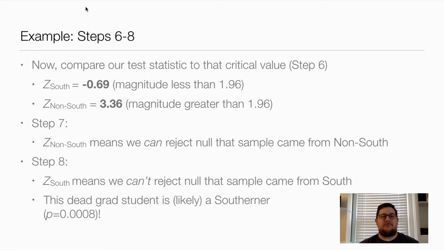Because P is 0.0008, meaning there is a less than 0.08% chance that we would observe this observation, this sample, from the non-South. It's highly unlikely to observe a sample of 842 from 5 states in the non-South. But it's relatively likely in the South. So it means that they're likely to be a Southerner.